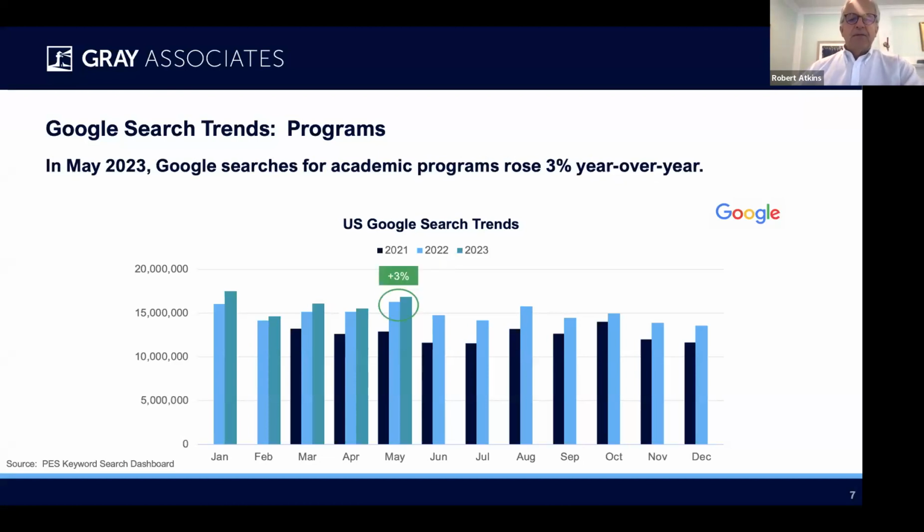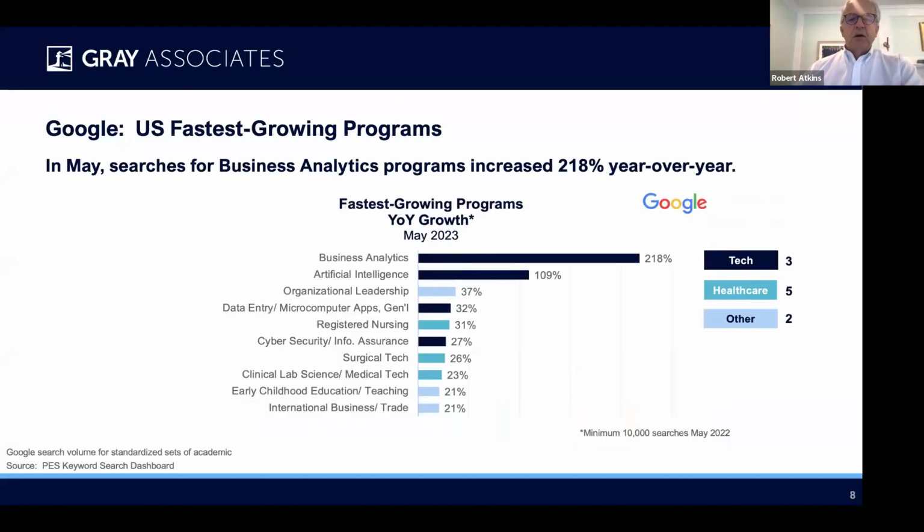How much is it up? About 3% this month, and it's been up at similar numbers for the last few months. What's growing? And this is a really important point here. There are about a half a dozen programs that account for well over 40% of all the growth in higher ed. So if you're not in the right programs, it's very difficult to grow.